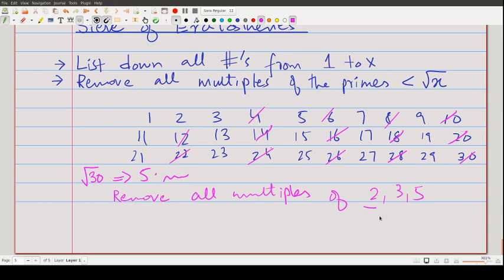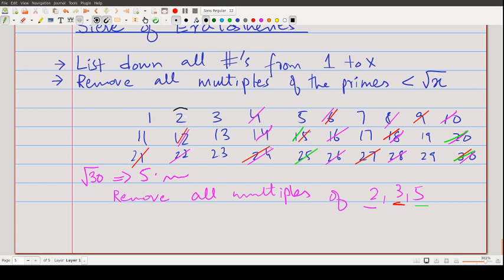The next thing to do is to remove multiples of 3. Leave 3 as it is, but the multiples of 3: 6 is already removed. We remove 9, 12 is already removed, 15, 18, 21, 24, 27, and 30. And finally, let's remove the multiples of 5. Leave 5, 5 is a prime, and 15 is already removed, 20 is removed, 25 is removed, and 30 is removed.